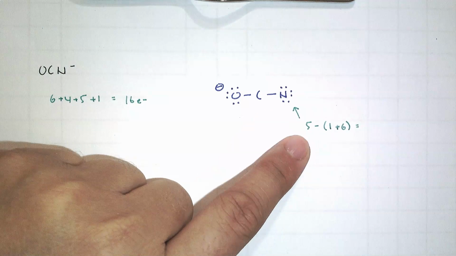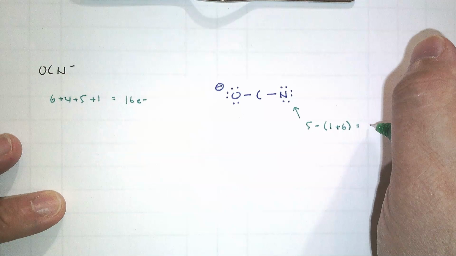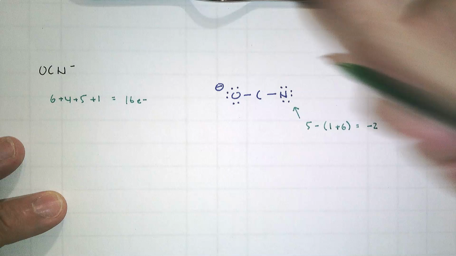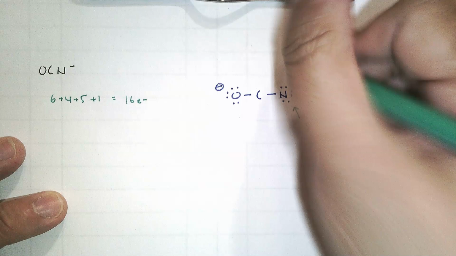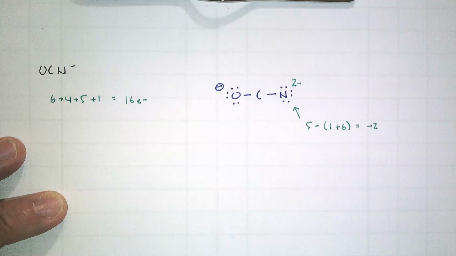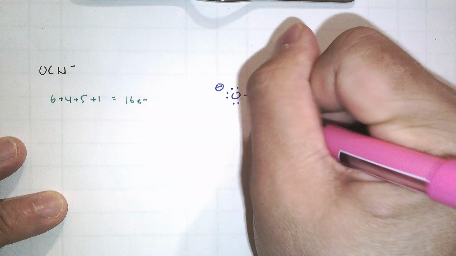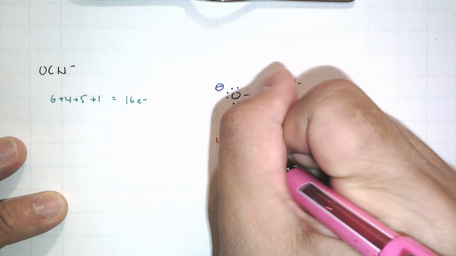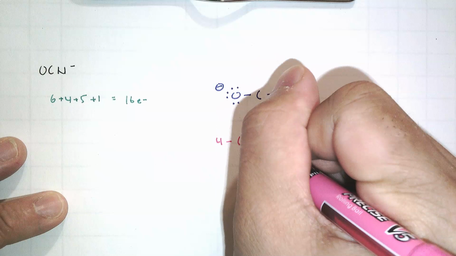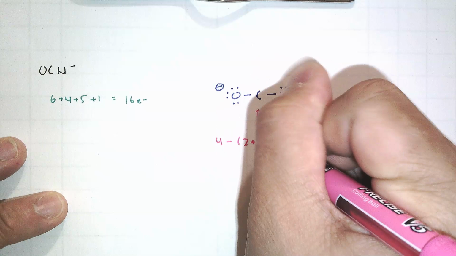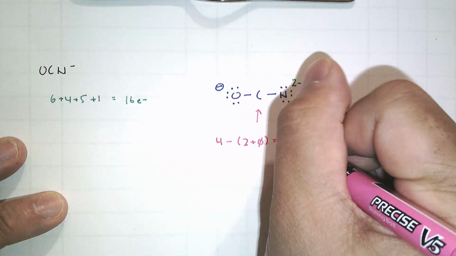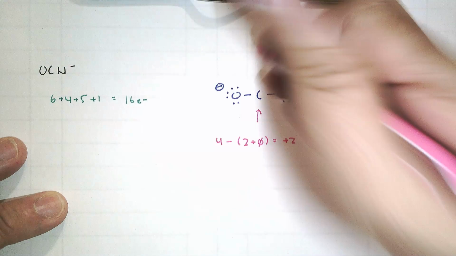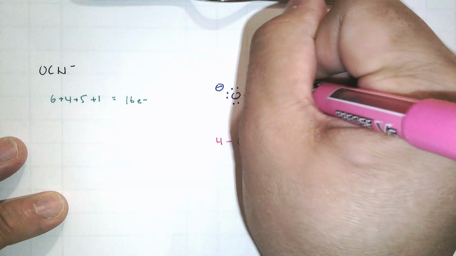Ooh, 5 minus 7. So that's not good. That's a negative 2. So we'll put here a 2 minus. Okay. I bet carbon's going to be wacky as well. Carbon has a valence of 4 minus, oh boy, 2 plus 0. That equals plus 2. So this is 2 plus.